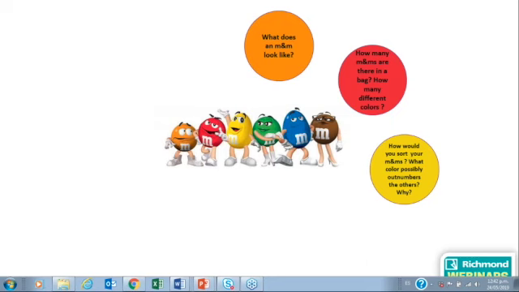Now, what colors did you find? You said it was about 4 or 5 colors. Now, what color possibly outnumbers the rest of the M&Ms? The color brown. Why do you think it is brown? It's the color of the chocolate. Okay. So many times they say that because it's the color of chocolate.